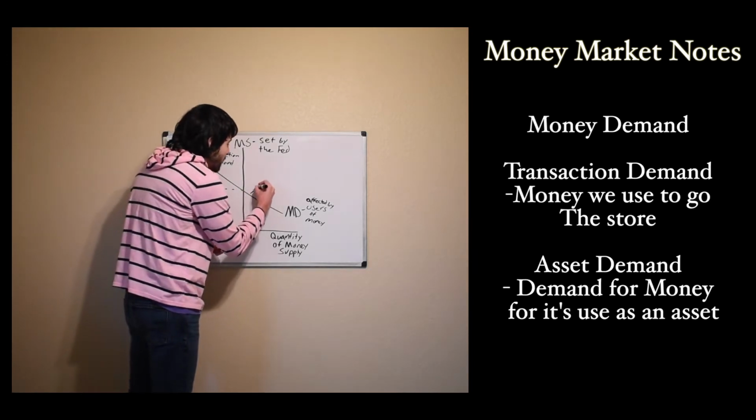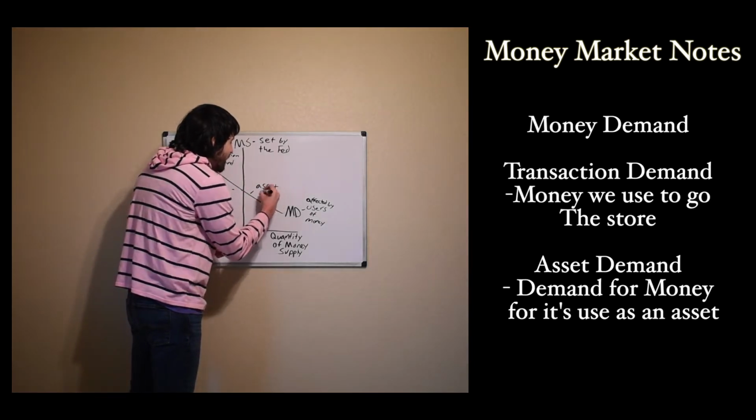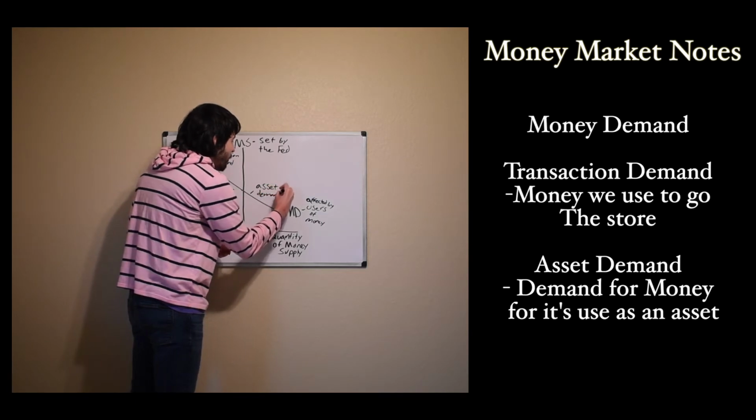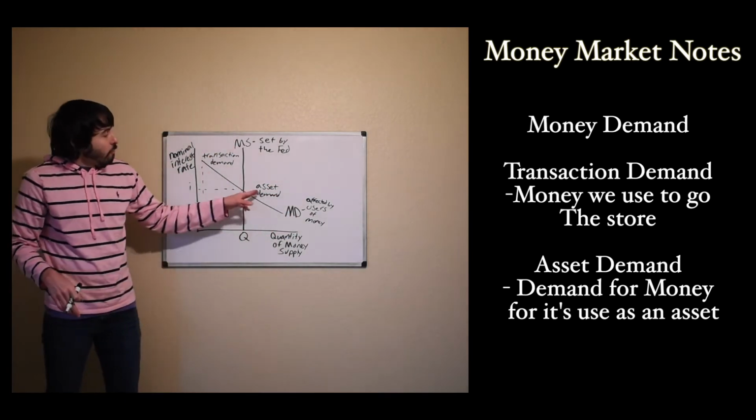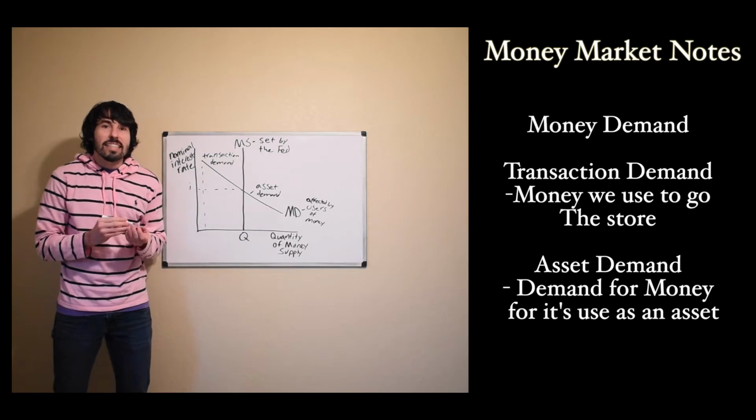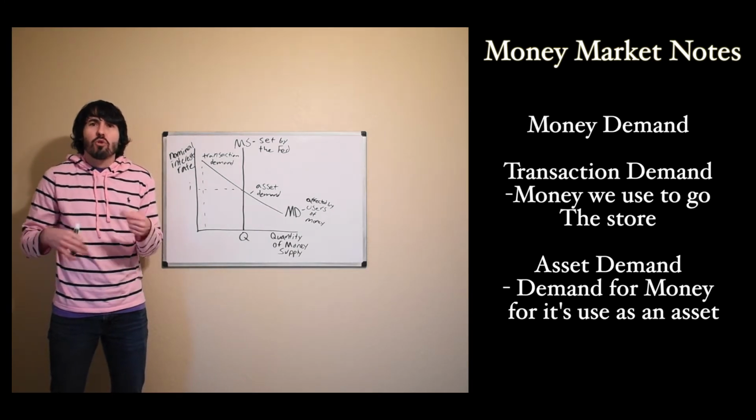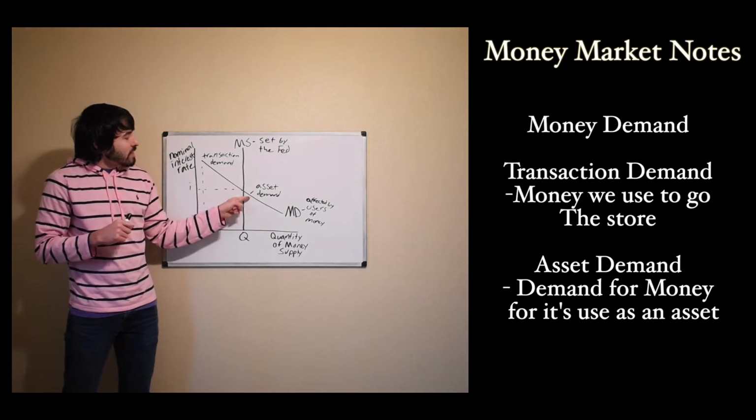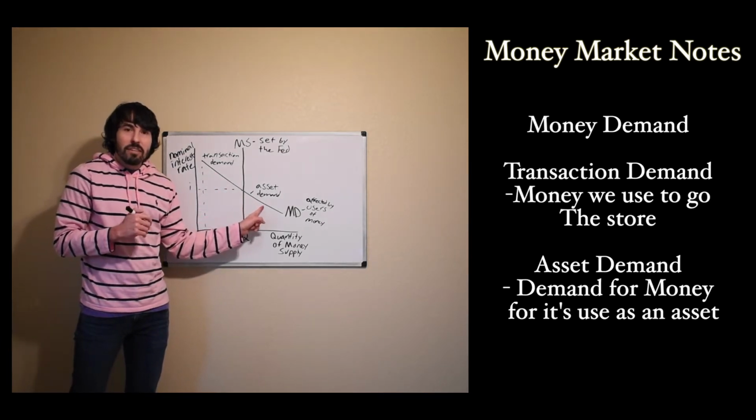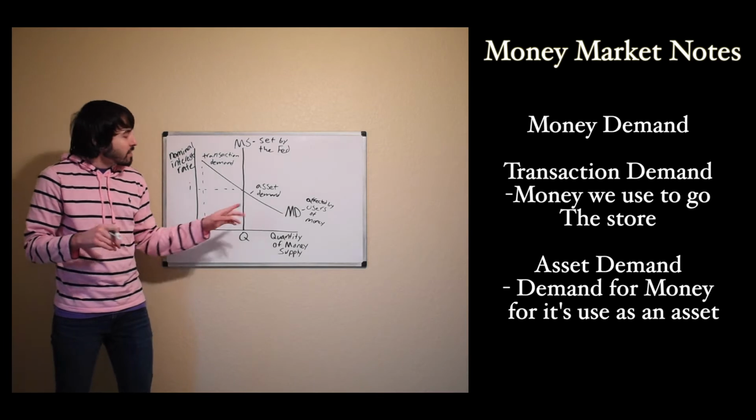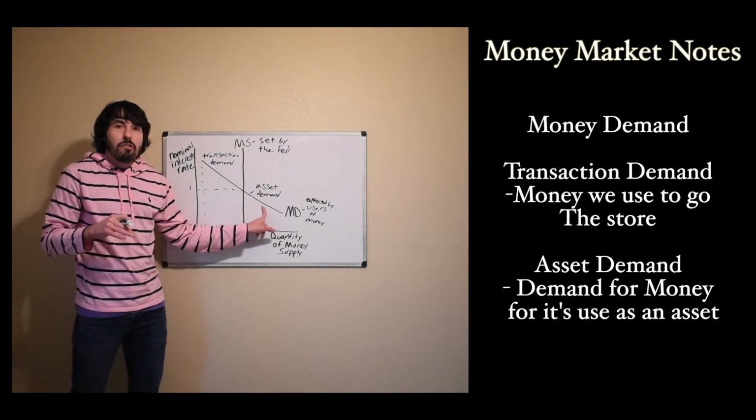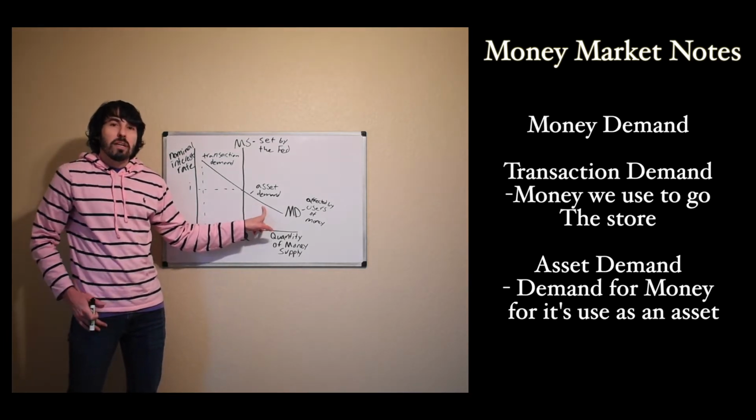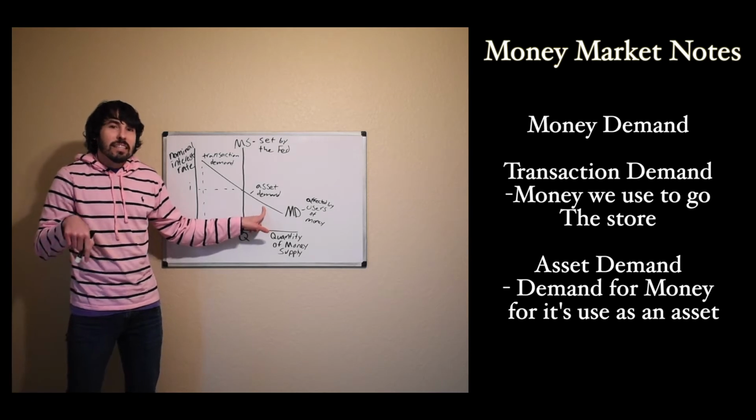However, the rest of that curve is, and the rest of that curve is our asset demand for money. This is the demand for money to use it as an asset or a way to earn more money. So think about it like this. As the nominal interest rate decreases, our asset demand for money decreases. And what I mean by that is, as the nominal interest rate goes down, your opportunity cost for holding money in your pocket or spending it is decreasing.